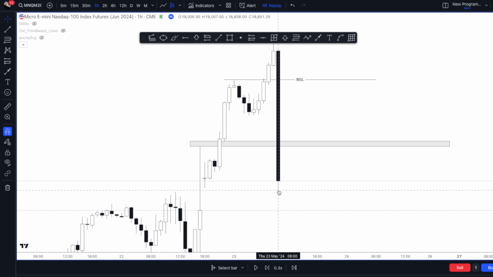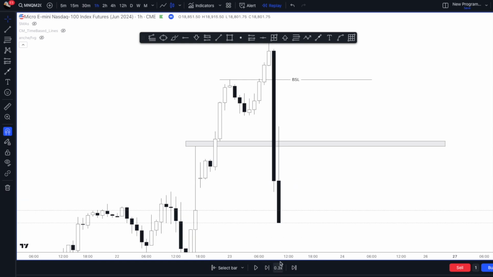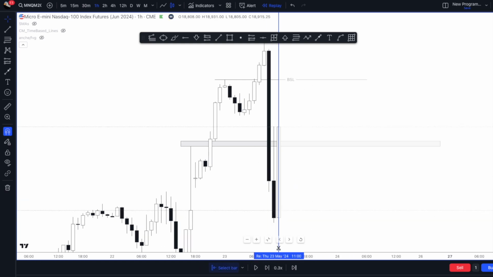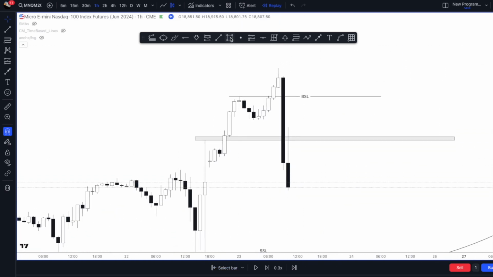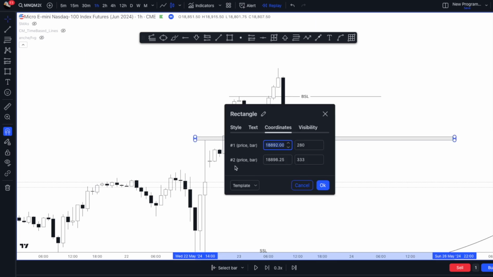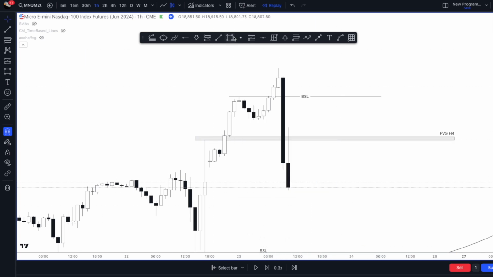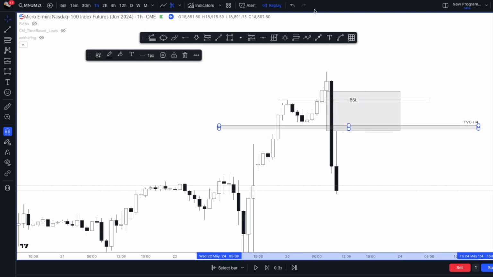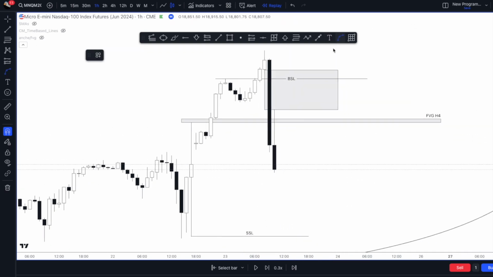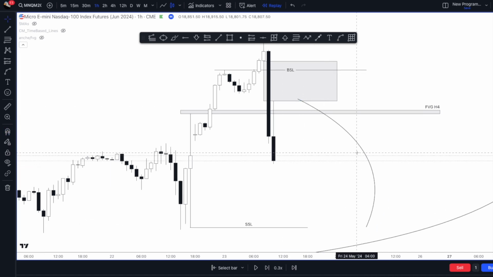So again, we're going to go to 10 p.m., which is right here. Okay, we have a 4-hour fair value gap. We're actually going to mark this off as a 4-hour fair value gap. We have a 1-hour fair value gap right here, even though I don't think price is going to retest this level all the way. What I'm going to wait for is for price to come up here, and then we're going to wait for price to actually drop.